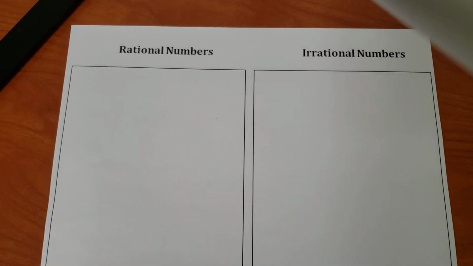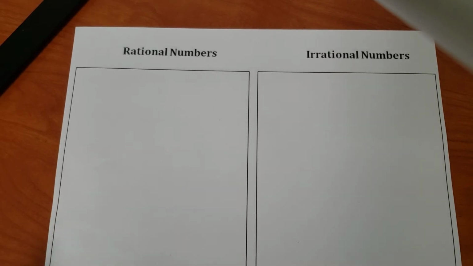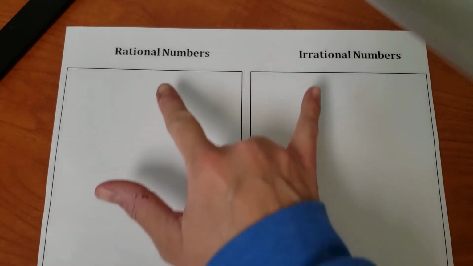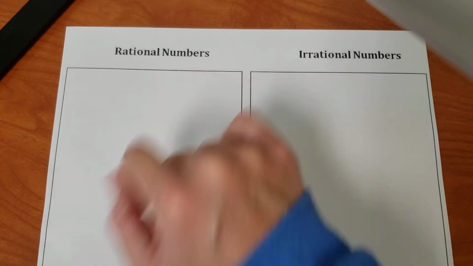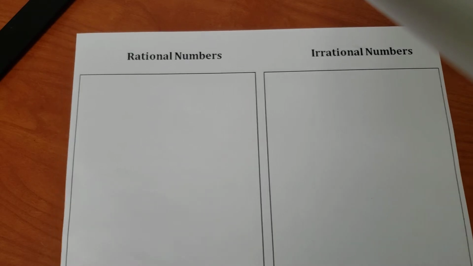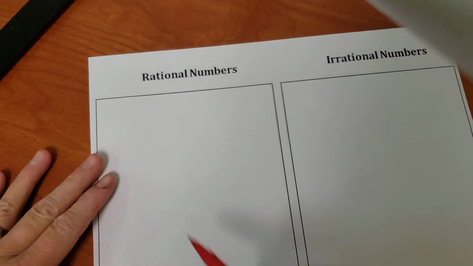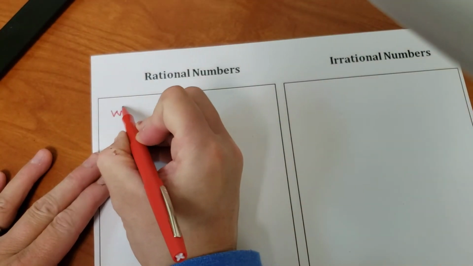So all real numbers, every number that you could probably think of is a real number. They can either be classified as rational or irrational. They can't be both and they can't be neither. So let's first look at rational numbers. There are a lot more rational numbers than there are irrational. So rational numbers would be numbers like our whole numbers.